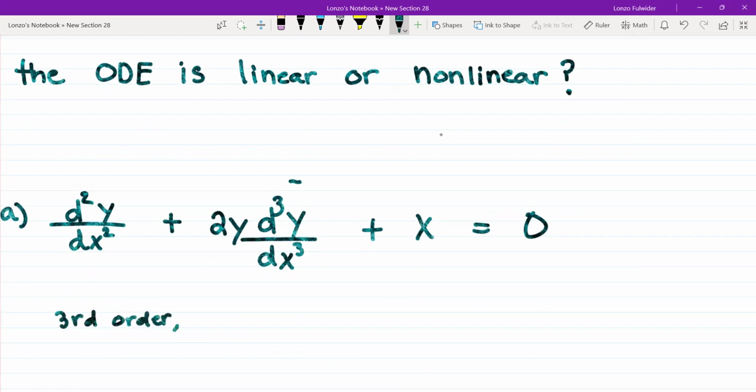Is this linear or nonlinear? What we have to do is look at the coefficient in front of the derivative. This one's fine because it has a coefficient of 1. As long as it doesn't have a y on it, that's fine. This one, no. Why? Because it has a coefficient of 2y. It cannot have the same letter, so there can't be any y's. So that automatically makes it nonlinear.